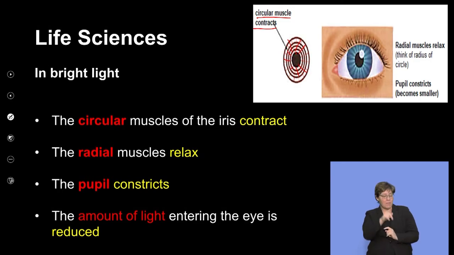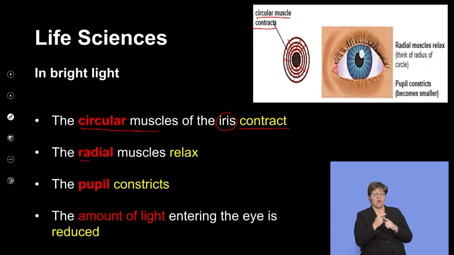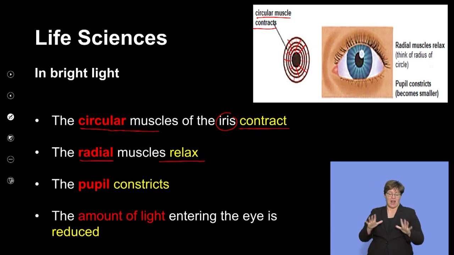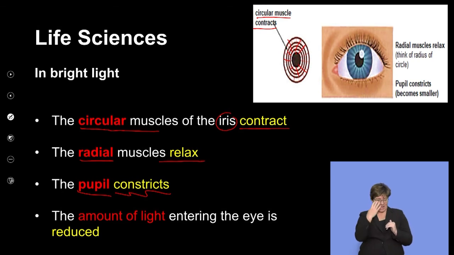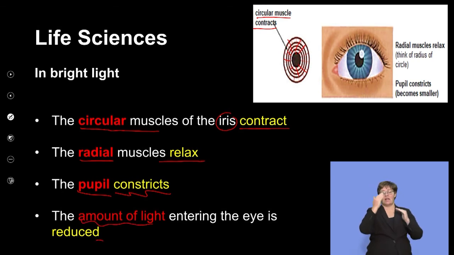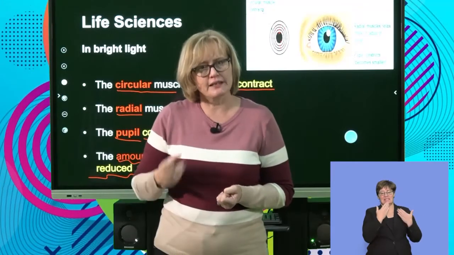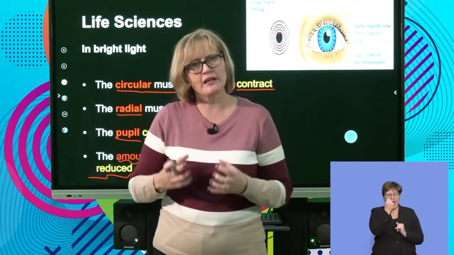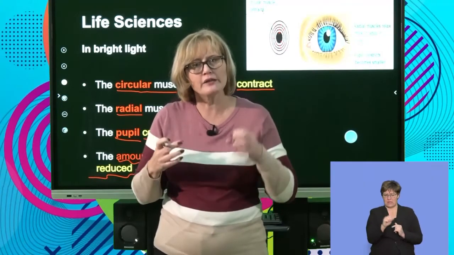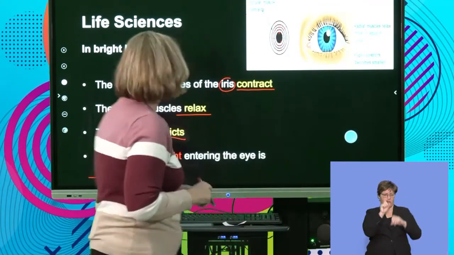So what must you remember? You must remember the circular muscles of the iris will contract, the radial muscles will relax, the pupil will constrict because you need less light in your eye. You don't need a lot of light, so it must be constricted, and the amount of light will be reduced. If you understand this process, it will be easier to study it. So try and understand really what each one is doing and why the pupil is bigger and smaller.